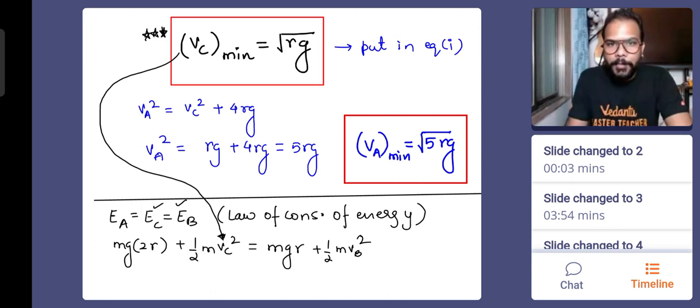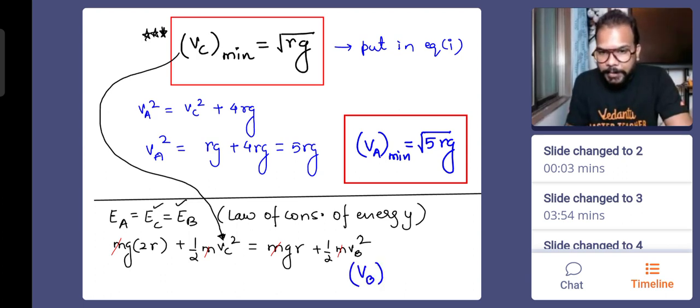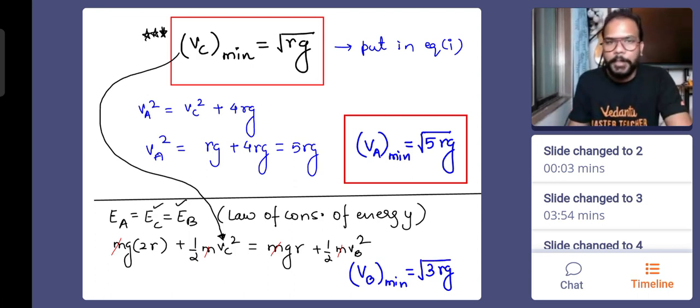m is already cancelling. You will be able to see m getting cancelled. You will simplify it for Vb minimum, and you'll find out. Anybody found it already? Is anyone doing it with me? If you will simplify this, you will get the value of Vb minimum as under root 3rg. This is what you will get. Okay? Yes, guys. That's our final result.